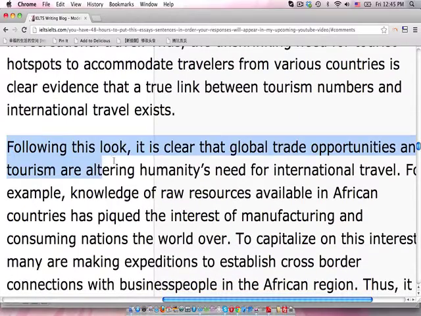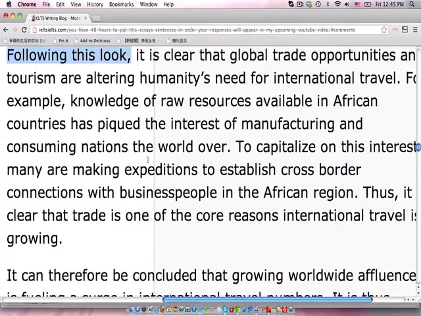Now, following this look, so this here is not in its correct place. It should have been somewhere else. Following this look, that's not really a way that you would bring up the second point that you want to make in the essay. This is more of a language to summarize. So that's the issue there.